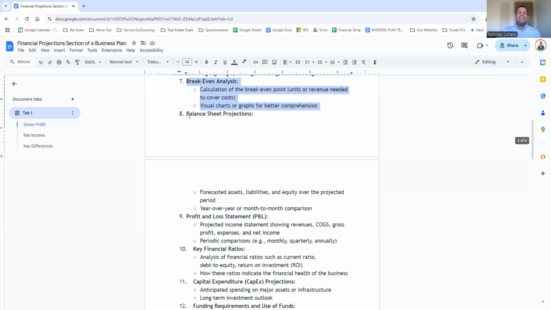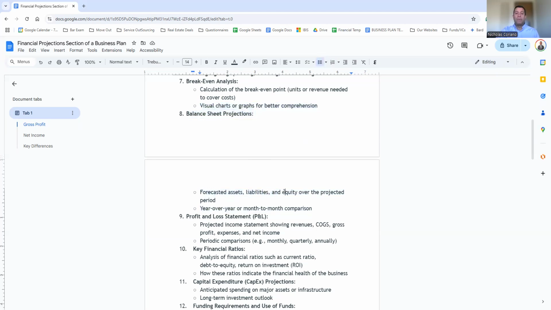The 8th thing to include in the financial projections section of a business plan is the balance sheet. Your balance sheet is another key financial statement, along with the cash flow statement, that forecasts your assets, liabilities, and equity for a projected period. Usually they're year over year or month over month comparisons, okay? So a balance sheet is usually assets equals liabilities plus stockholders' equity. That's the formula. I won't get too in-depth into this. I have another video that talks about balance sheets, but this needs to be included in the financial projections section of your business plan.